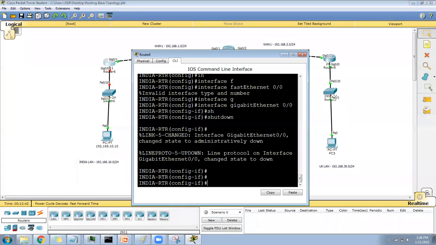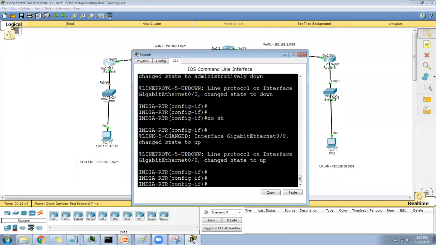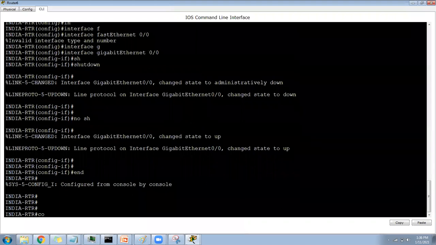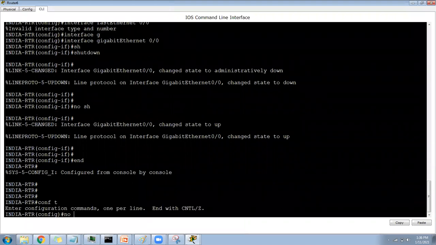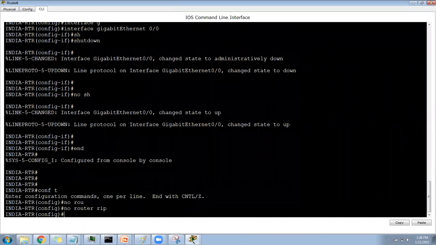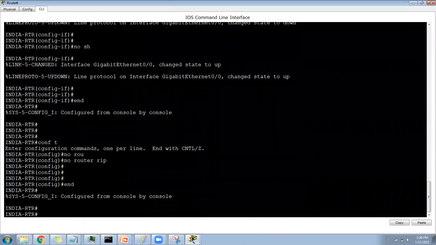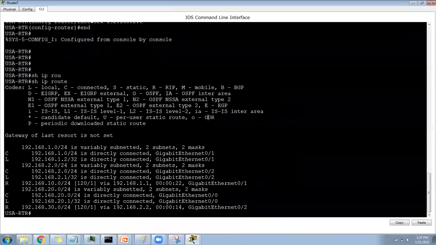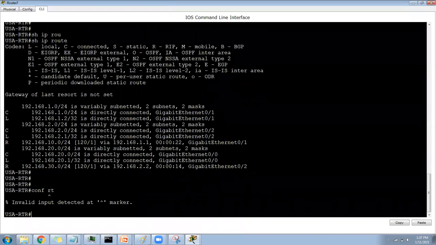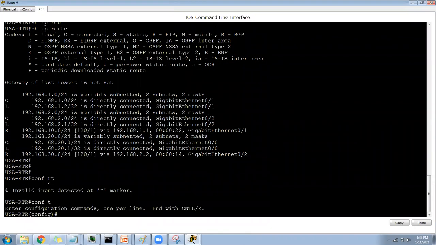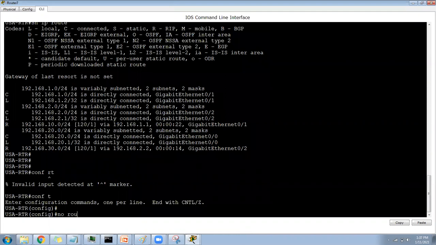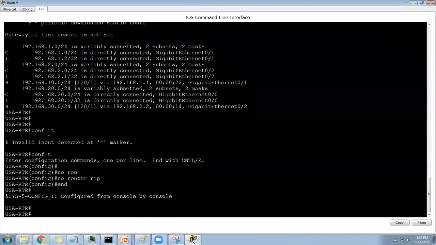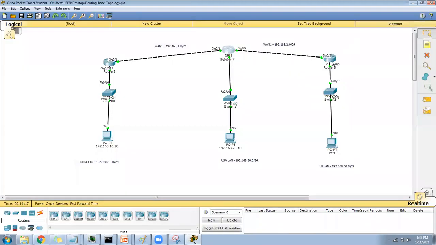Let me remove the RIP configuration. How to remove that? Just say config terminal, no router RIP. Finish. The routing table one. Similarly, I will go here and say config terminal, no router RIP. Finish. See, your routing protocol is done.